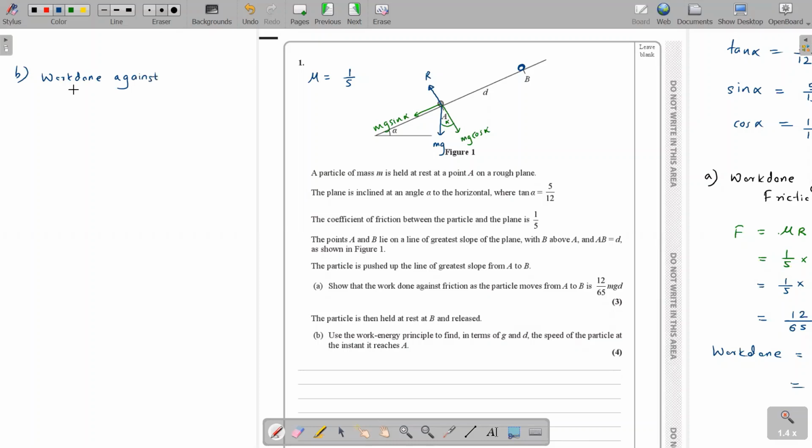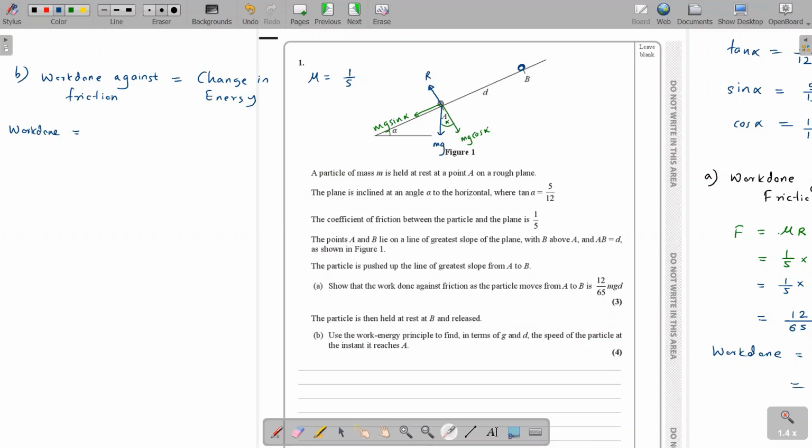The work done against friction is equal to what? It is equal to the change in energy, isn't it? Work done against friction is equal to the change in energy.